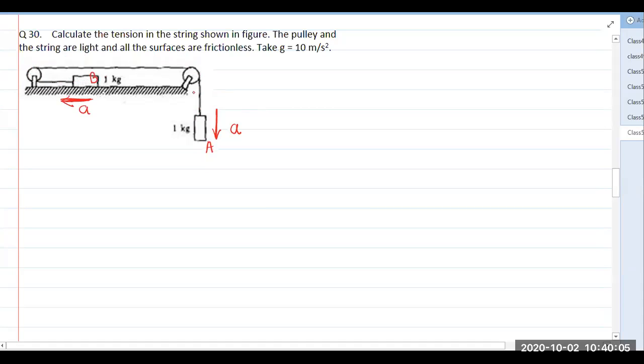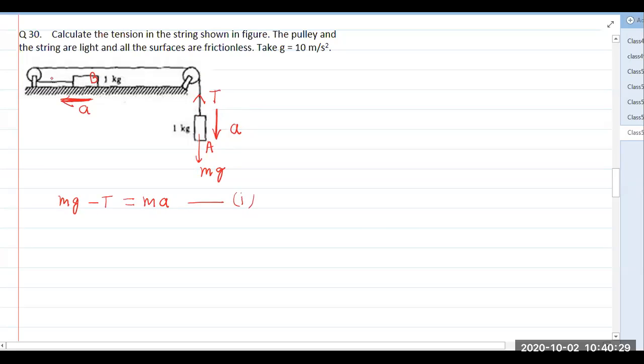If we write the equation for A, suppose tension is T here and this is downward, weight is mg. Since the downward force is acting, the object is going down, so we can write mg minus T equal to ma. This is equation 1. The object is going down and tension is acting upward, so mg minus T equal to ma.